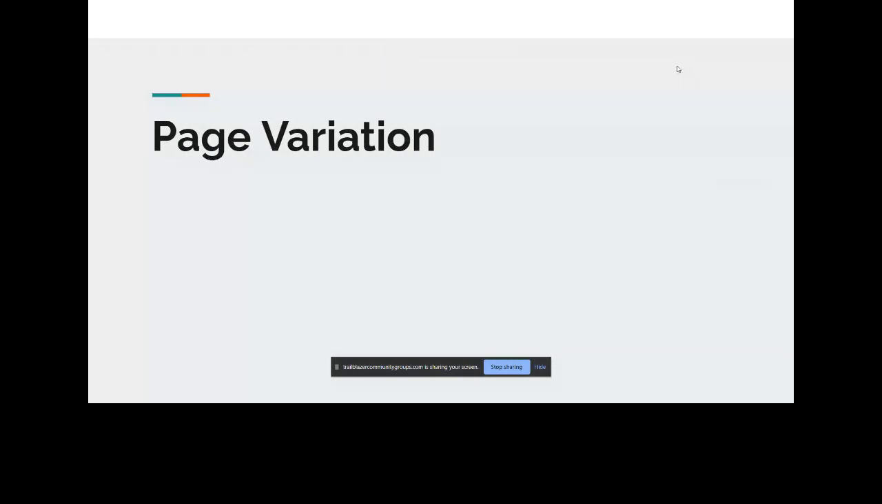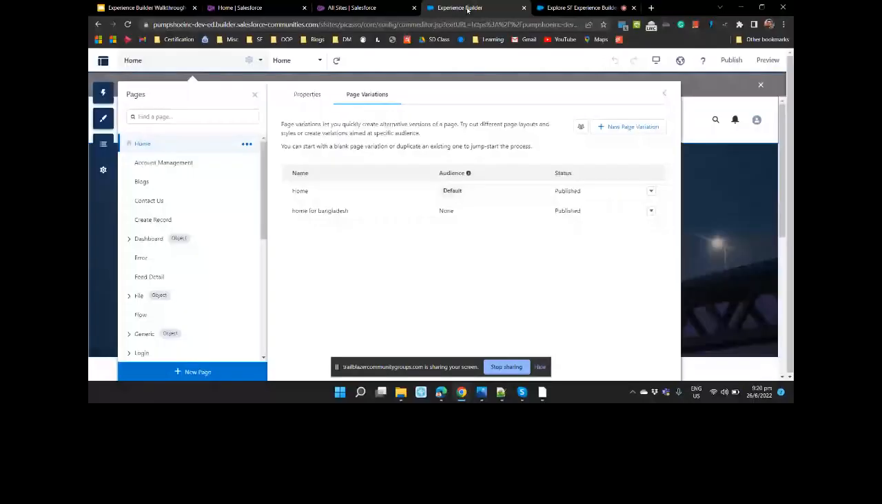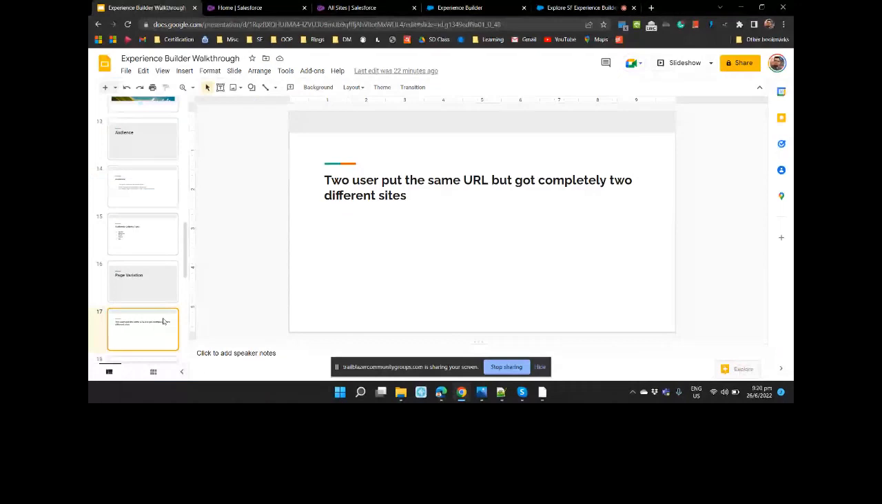The second important thing is page variation. If I again go to my demo site, you can see that for this particular home page, when I click on settings and then page variation, I have two page variations for that page. So what is page variation? If we go to my slide, think of a use case where two users put the same URL but get two completely different sites.